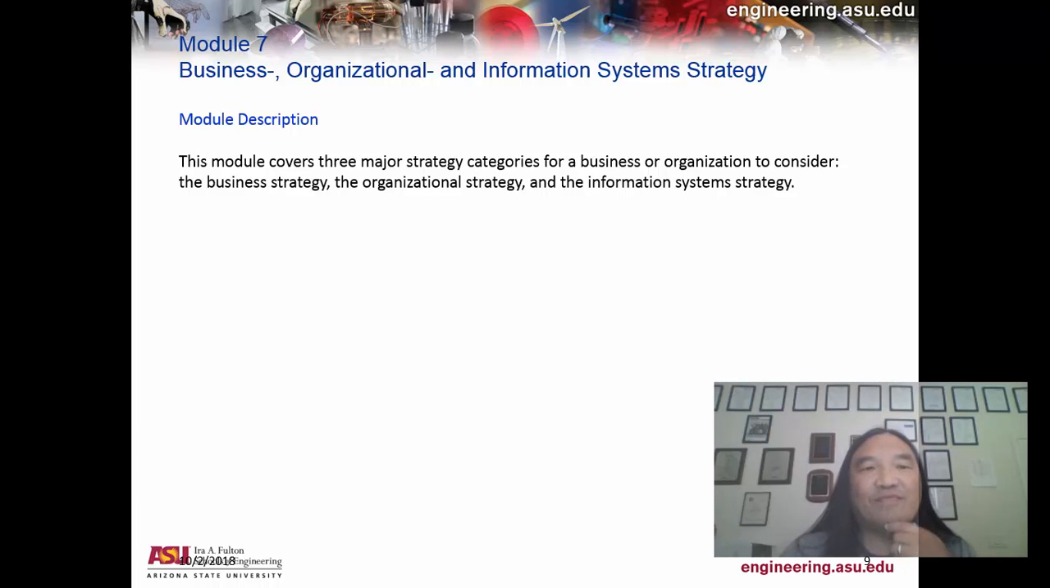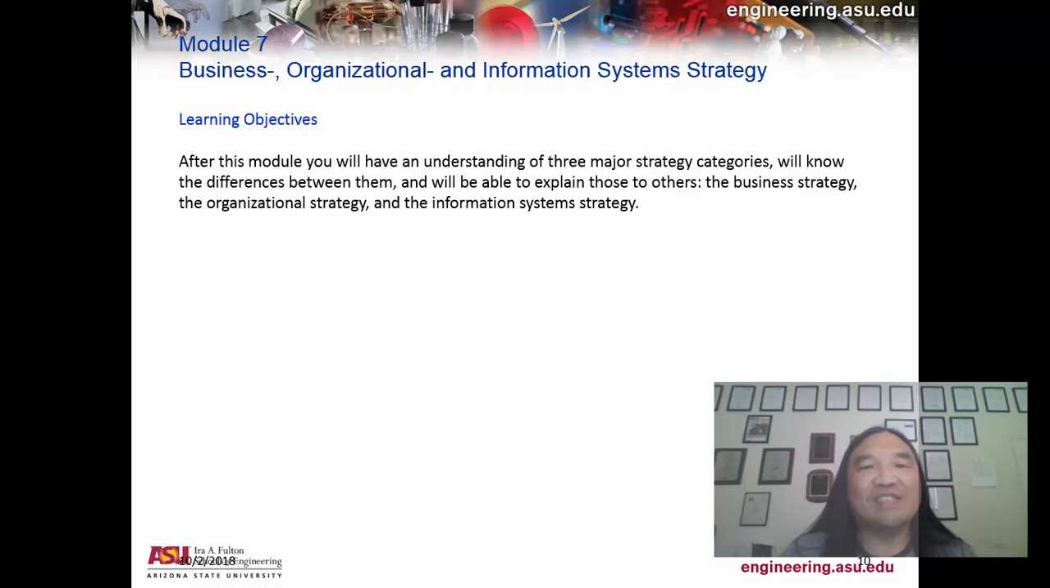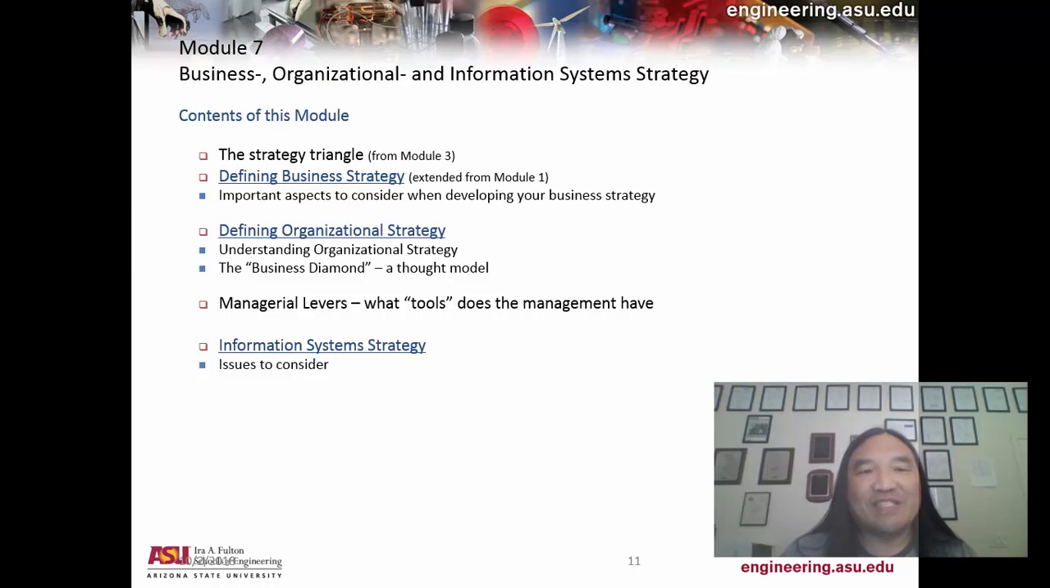Hi class, last time we left off we were talking about key success factors, and now we're going to go in and talk about how you organize your business and what kind of information system strategy you are going to make. It revolves around the business strategy, your organizational strategy, and your information systems. Now if we look back at some of the other modules, an organizational strategy is different than a business strategy, and that's how am I going to marshal my resources.